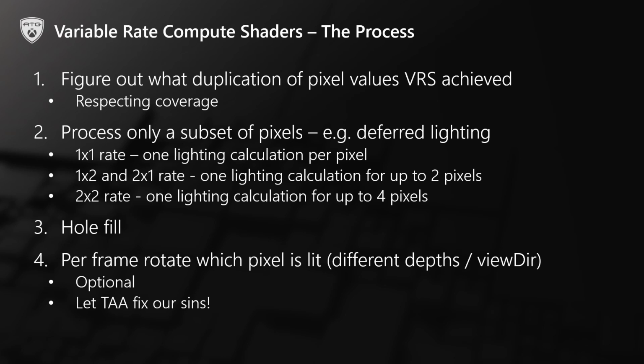And then per frame, as an optional step, we would like to be able to rotate which pixel is lit and which one is the hole that gets filled in with a duplicate value, and let temporal anti-aliasing come and fix our sins for us.